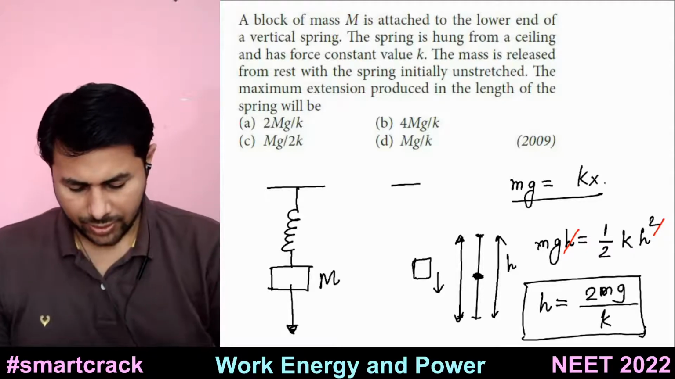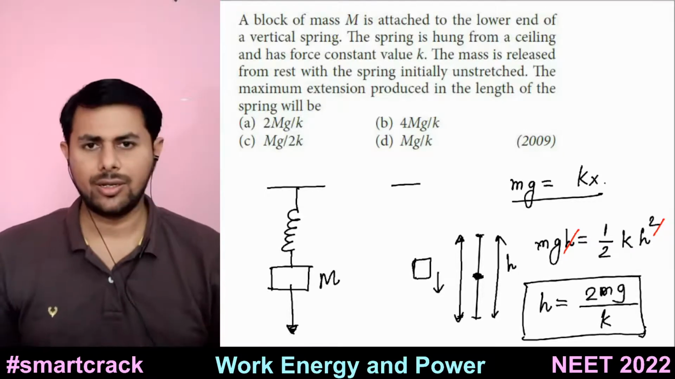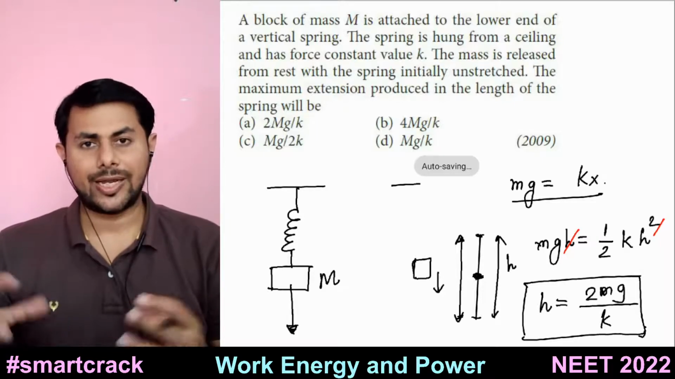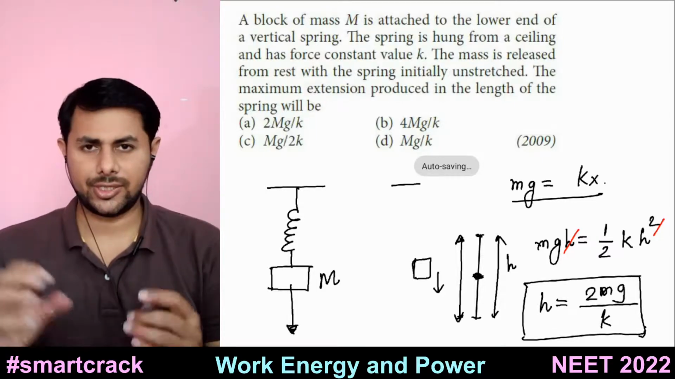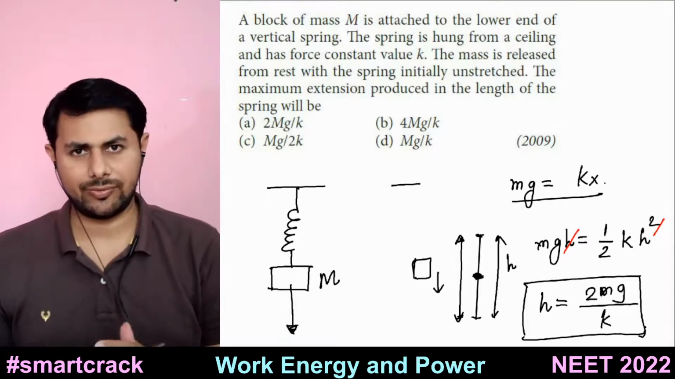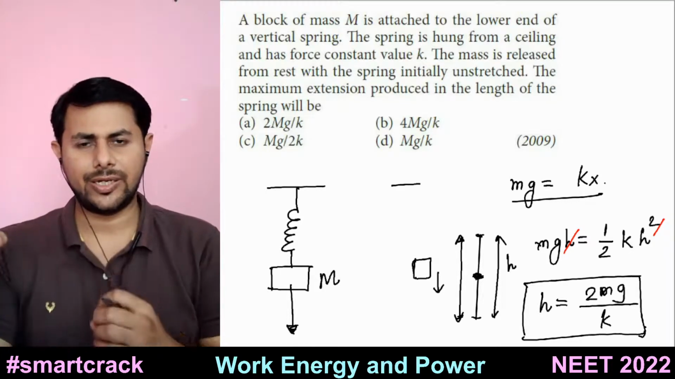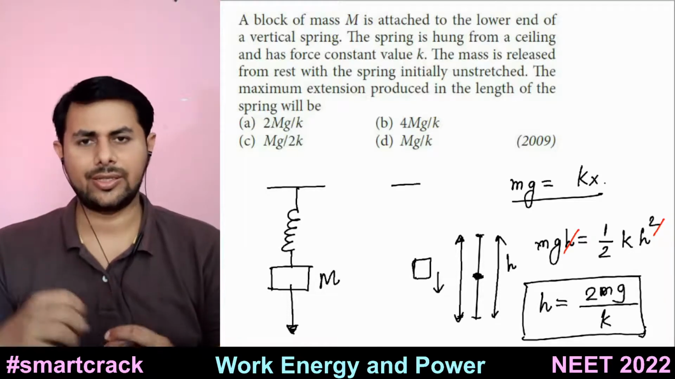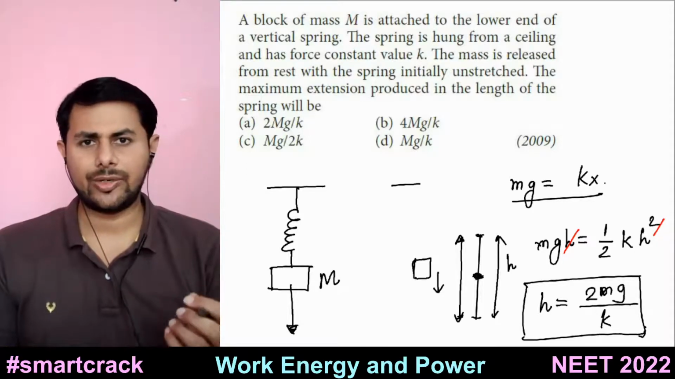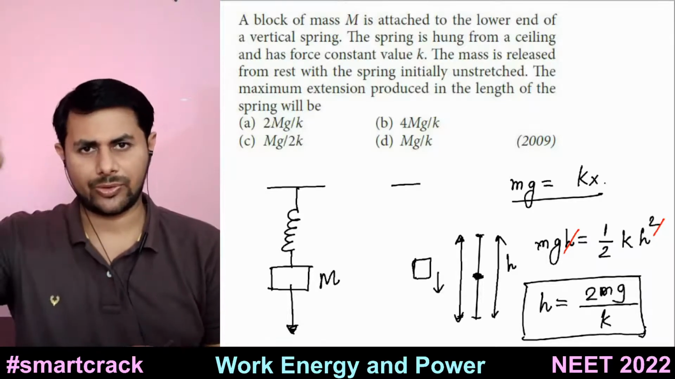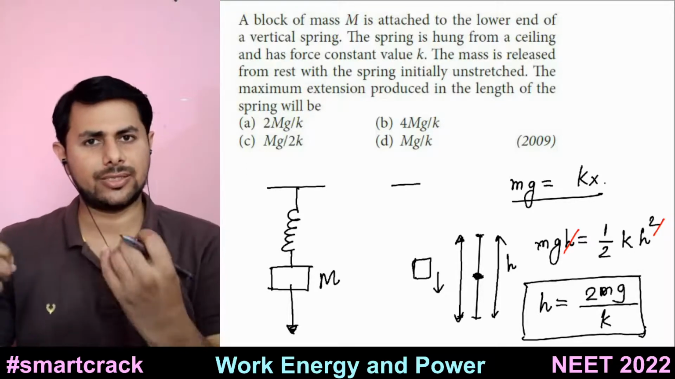So there are two things here. When will it get balanced? If you want to find out the distance where the spring is balanced, then the spring force should be equal to the gravitational force. The spring force is pulling that mass upwards. The gravitational force is pulling the mass downwards.